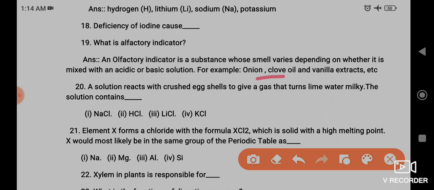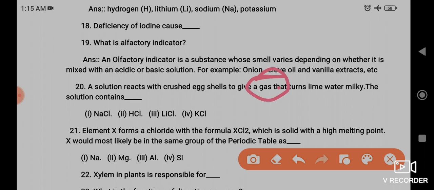Okay, next, number 20, a solution reacts with crushed egg shell to give a gas that turns lime water milky. So first remember that whenever you get a question that something is reacting with crushed egg shell, crushed egg shell is mainly a chemical comprising calcium carbonate, CaCO3. So when a solution reacts with crushed egg shell to form a gas that turns lime water milky, the gas formed will be carbon dioxide.